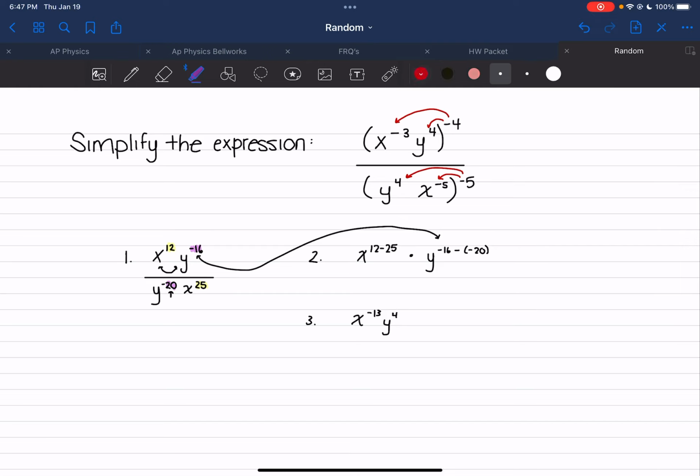And since we cannot have that negative exponent, we have to basically bring the negative to the basement. That gives us y to the 4 on top because it's positive, and x to the 13th on the bottom, and this is your simplified expression of this equation right here.